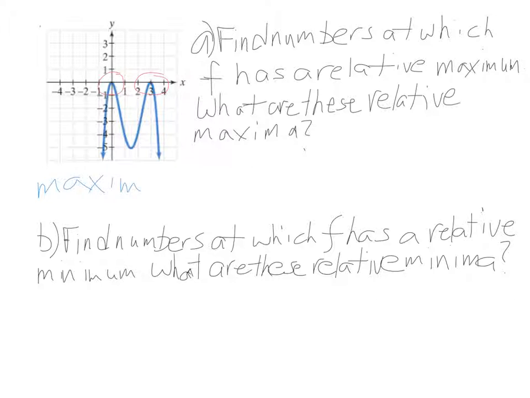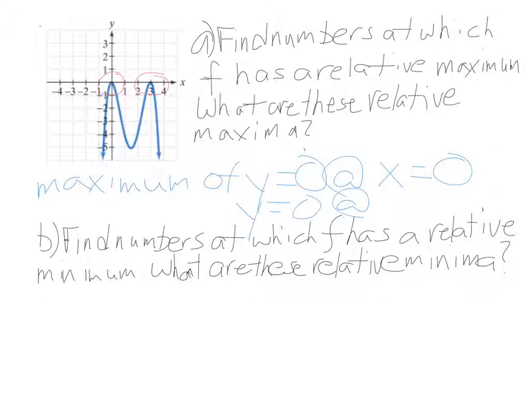maximum of y equals, and at both of those points the y value is 0. So I'm going to write maximum of y equals 0 at x equals 0. So that's the one on the left. And then underneath that I'm going to write y equals 0 at x equals 3. So those are the two high points on the graph.